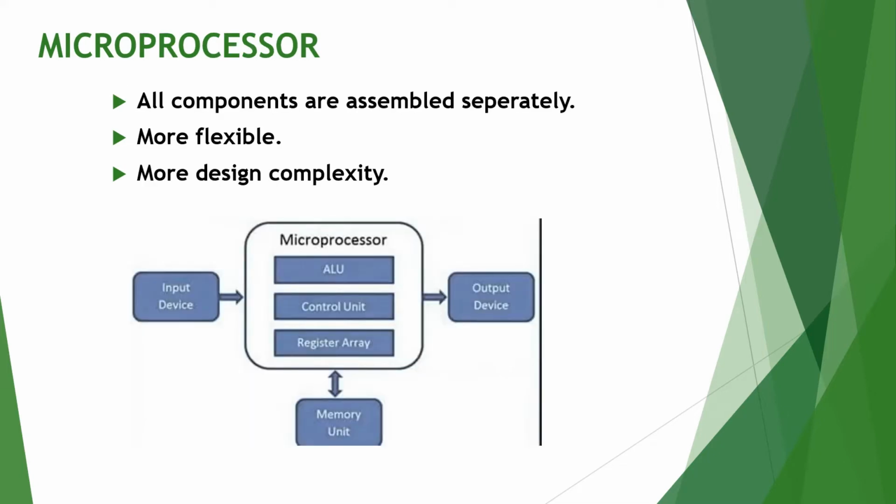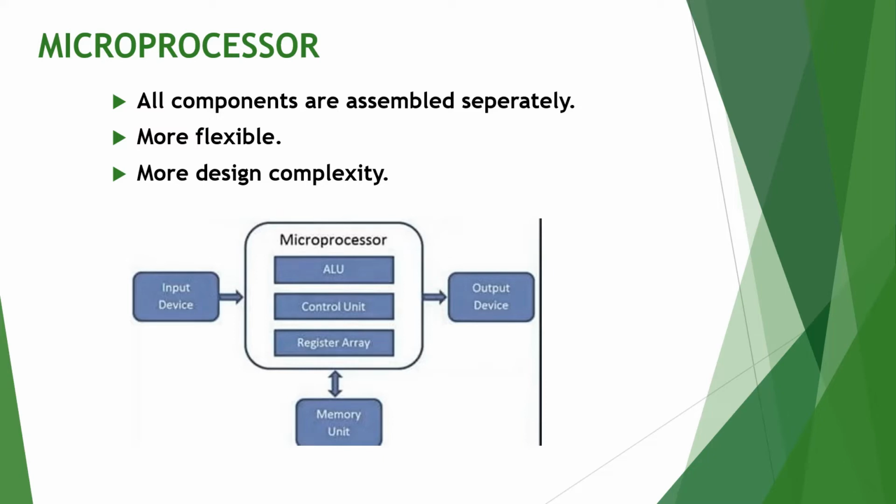Microprocessor: all components are assembled separately, and it's more flexible and has more design complexity. In case a device is going to do some image processing, then we need a component called a graphical processing unit. Such components can be assembled in a microprocessor because these components are arranged in such a manner that they could fulfill the user's entire needs.